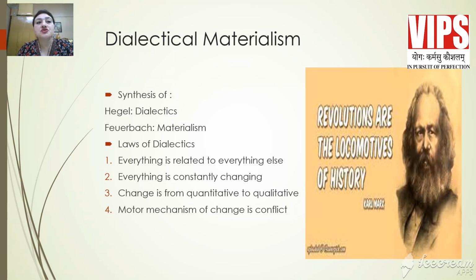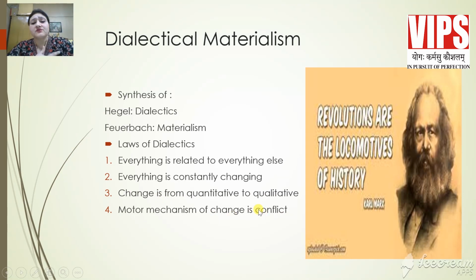So then how should we understand the process of development? Dialectics insists, unlike metaphysics, that we understand the process of development as an onward and an upward movement, as a transition from something which was old to a new qualitative state, from simple to complex, from lower to higher. So development is inbuilt in the laws of dialectics, and therefore the changes from quantitative to qualitative. The fourth, which is the motor mechanism of change, is conflict.